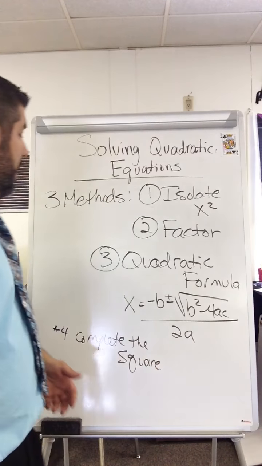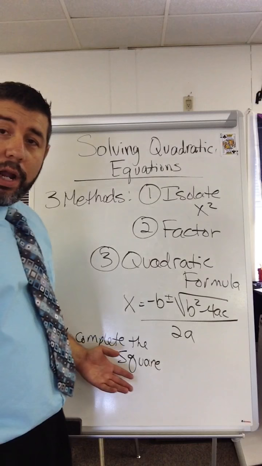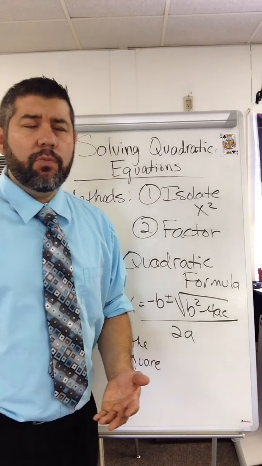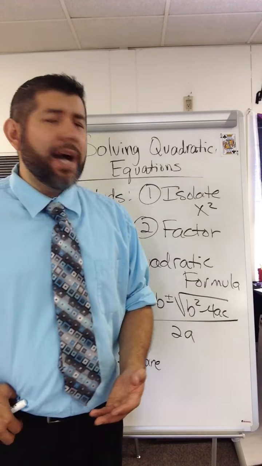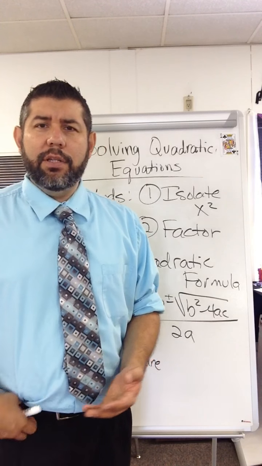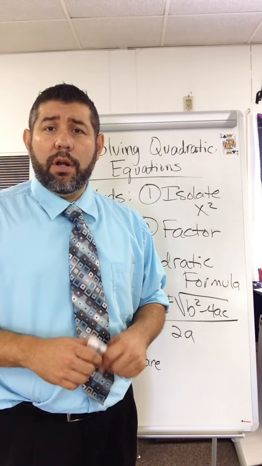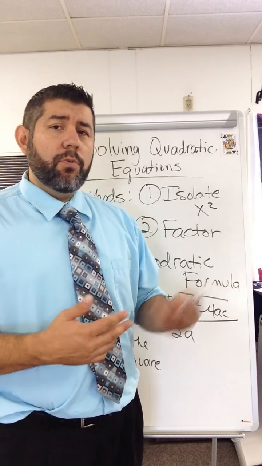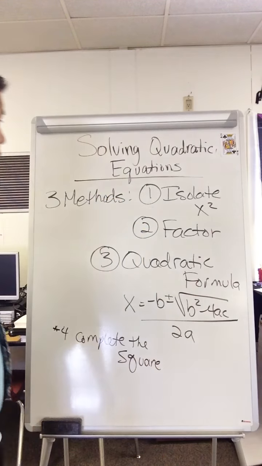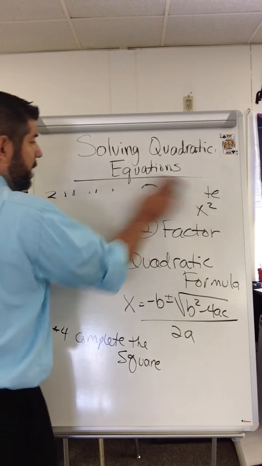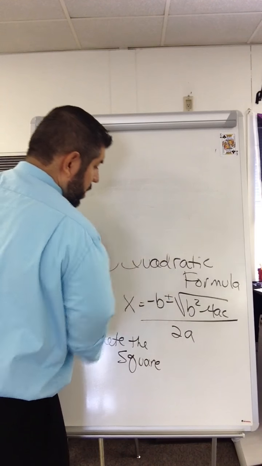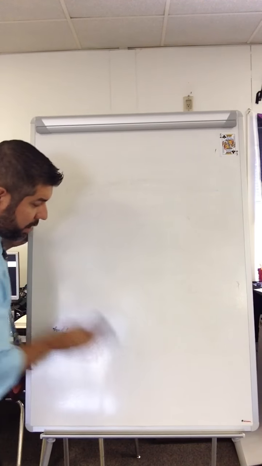You will need it. And the other one is to complete the square, but we don't use completing the square that often. We use it when we do conic sections later on in pre-calculus, and sometimes in algebra 2. So if you want to learn completing the square, I'll do a separate video on that. But for this one, we're only going to use those three other methods. So let's take a look at some examples of solving quadratic equations.